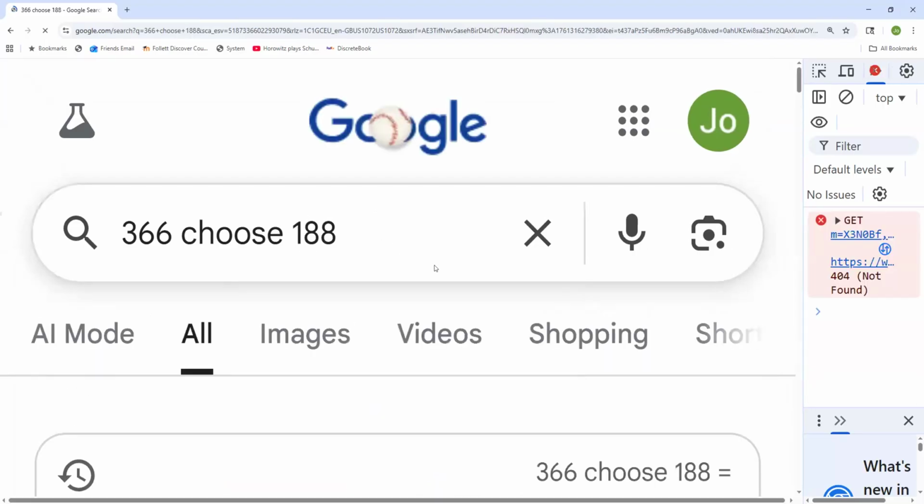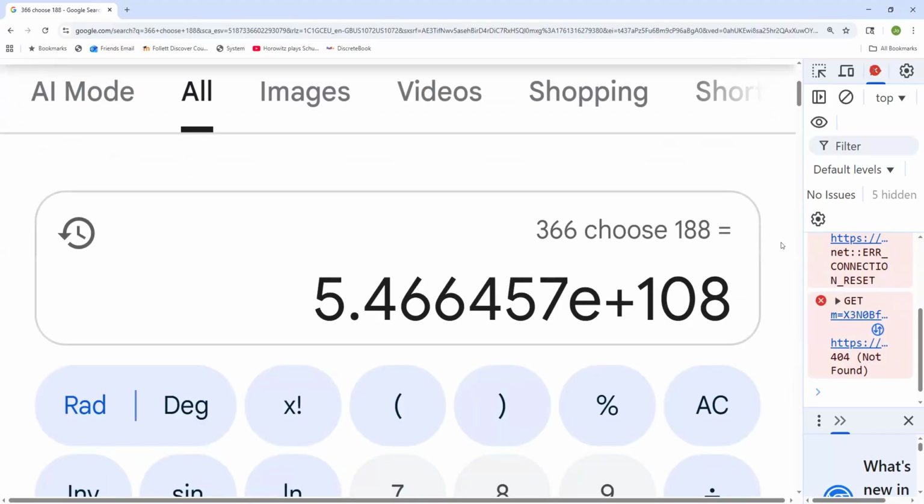183. So let's see how big that is. Wow, yeah, that is really big. That's 5 times 10 to the 108. That would be 10 billion times 10 billion, 10 total times, plus another 10 to the power of 8, which is 100 million. So that's a ton.